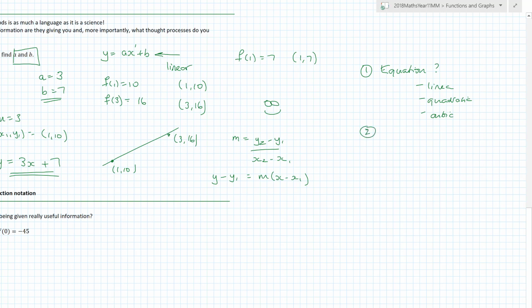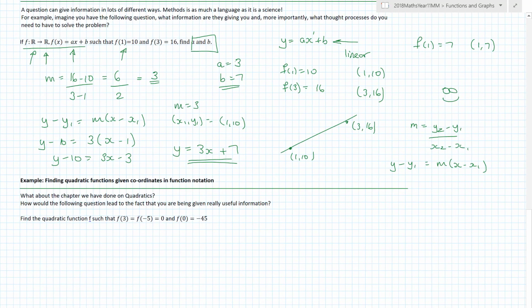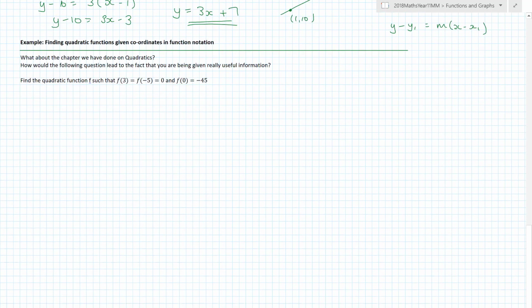Number two, what information have they given me? Have they given me coordinates? If so, why have they given me coordinates? I'll then go on to try and solve using whatever techniques I have. And in this situation, I found my equation by using y2 minus y1 and so on. I could just as easily have put this into my CAS calculator, all right? But again, we'll come back to that later.